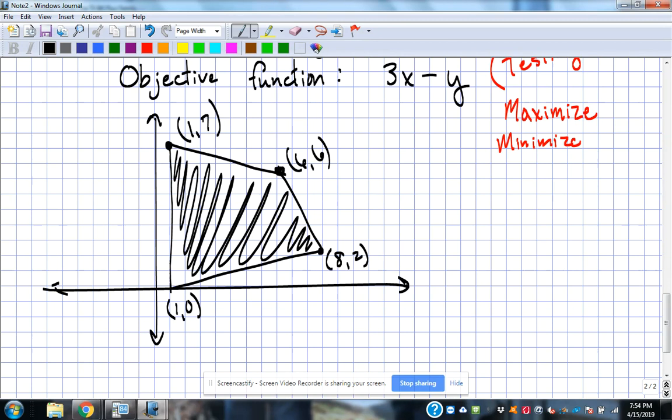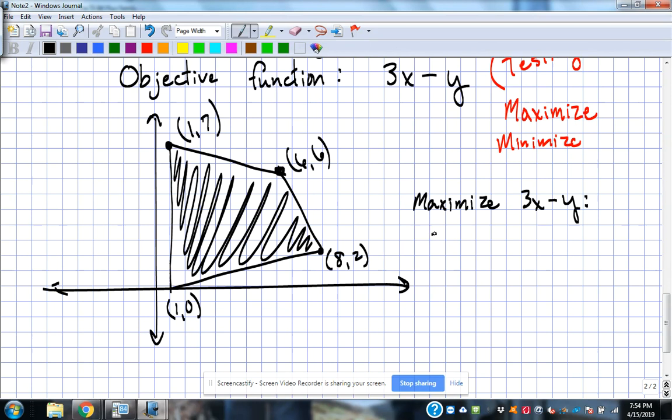What you're going to do with that is you're going to take the ordered pairs from the corners of your polygon and plug them in for x and y in the objective function and work it out. Okay? So for this one, maximize 3x minus y.